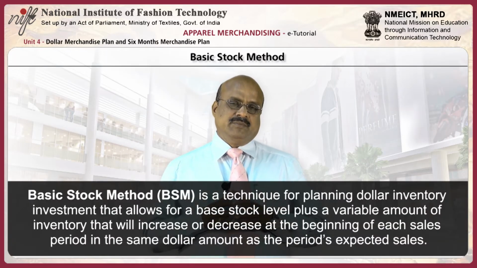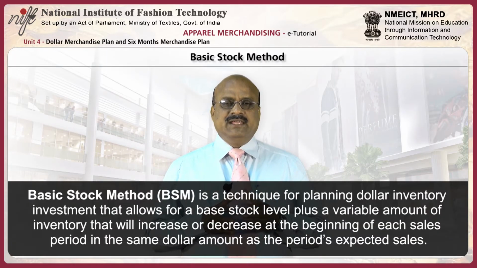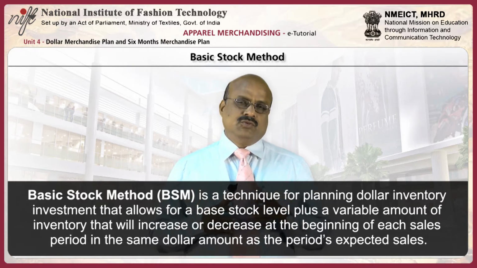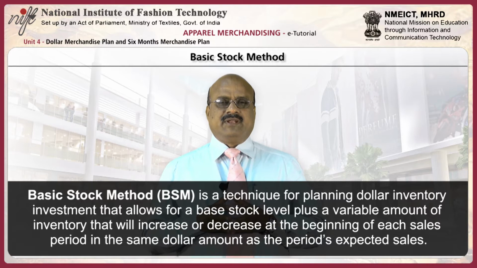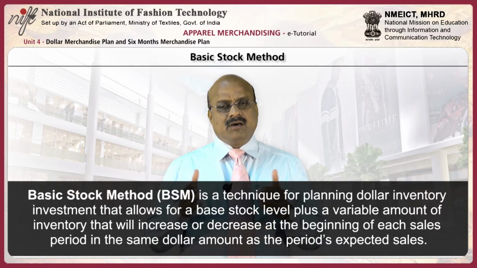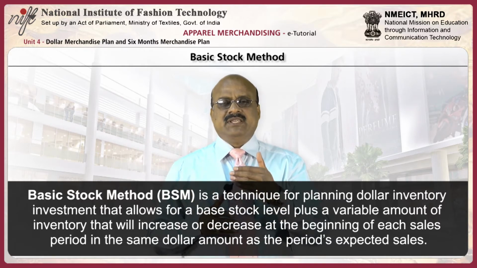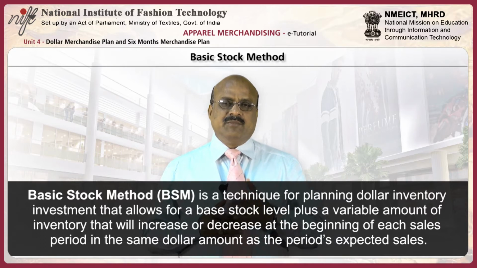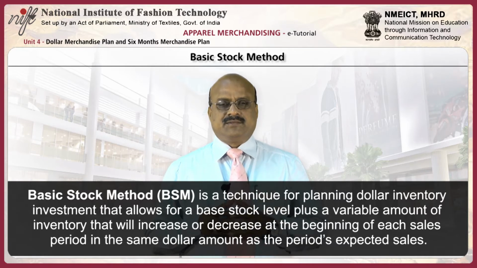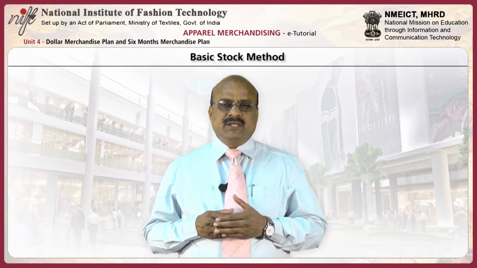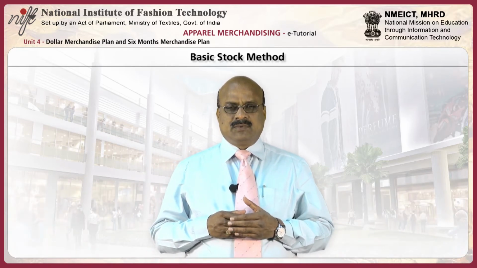Basic stock method, BSM, is a technique for planning dollar inventory investment that allows for a base stock level plus a variable amount of inventory that will increase or decrease at the beginning of each sale period in the same dollar amount as the period's expected sales. BSM can be calculated as follows.